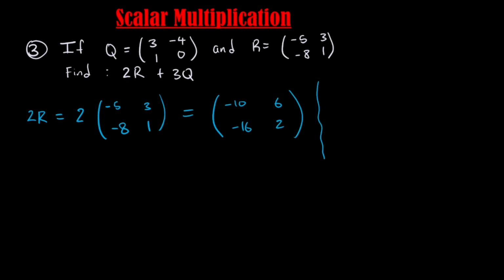Same breath, let's work out what is 3q. So it's 3 times our q matrix, which is 3, 1, -4, and 0. So that's 3 times 3, which is 9. 3 ones are 3. 3 times -4, which is -12. And 3 times 0, which is 0.